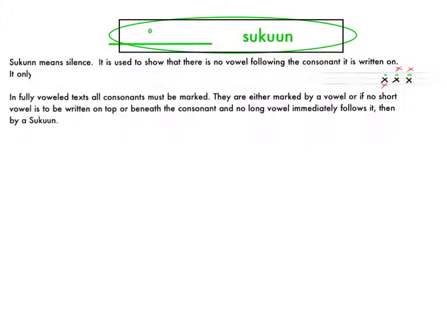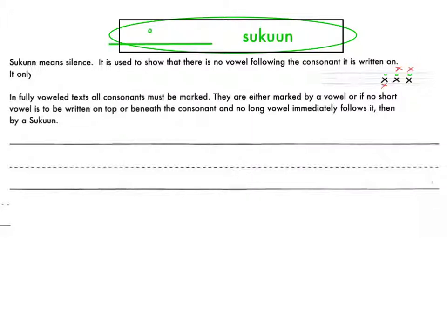In a fully voweled text, all consonants must be marked. They are either marked by a vowel, or if no short vowel is to be written on the top or beneath the consonant, and no long vowel immediately follows it, then use sukun.